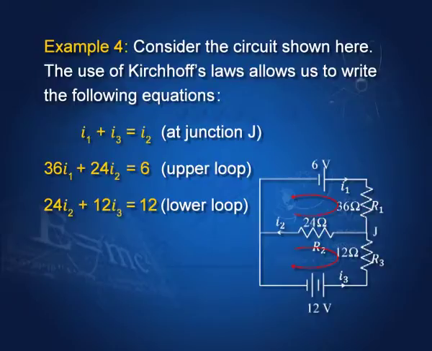And similarly, for the lower loop, again we are traversing this now in the clockwise direction. When we do that, then this potential difference will be negative, because we are going in this direction and the current is going in this direction. So, it will be 24 times I 2 and this current we meet in the same direction as the loop. Therefore, 12 times I 3 and we meet the battery at its positive terminal, therefore, 12 equal to 12. So, you get these 3 equations and you can solve them simultaneously and get the currents.